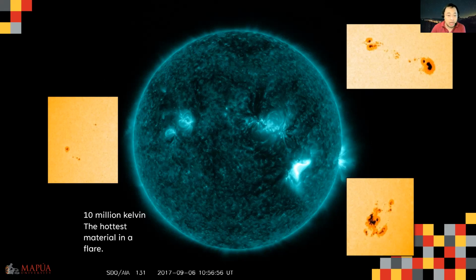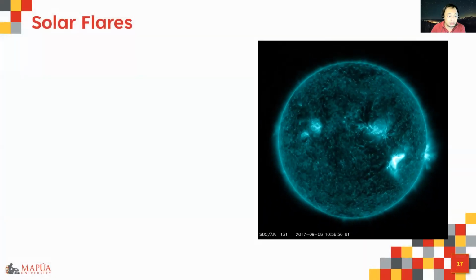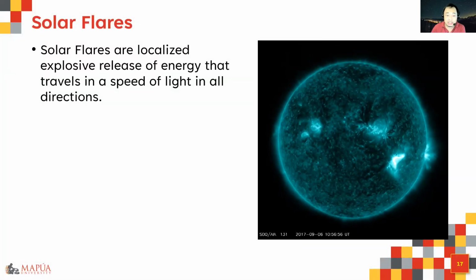Okay, so that's why we define solar flares to be a localized, explosive release of energy that travels at the speed of light in all directions. When you say it travels at the speed of light, that's because the nature of this event is electromagnetic. Because electromagnetic waves travel at the speed of light, the effect of the solar flare will be released at the speed of light.